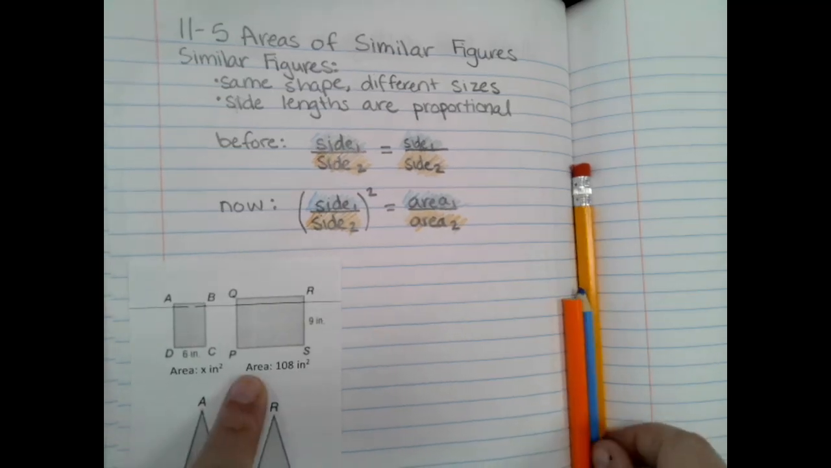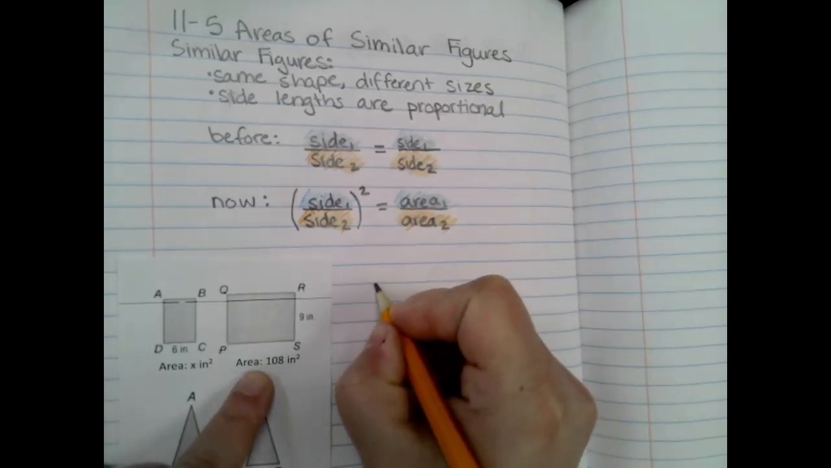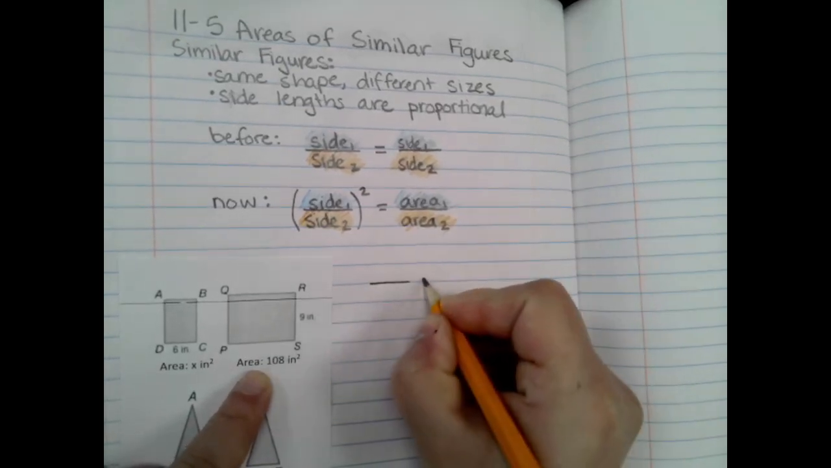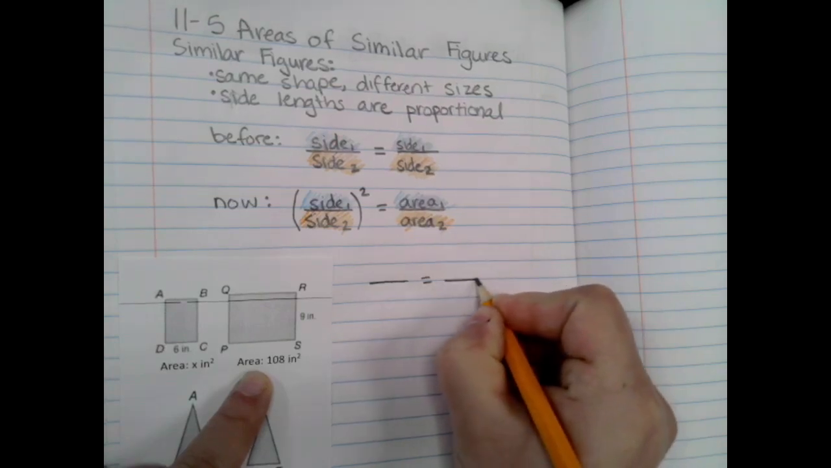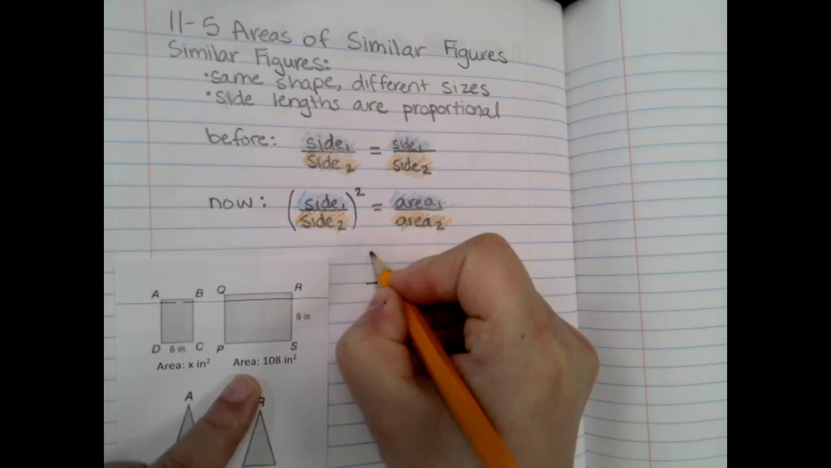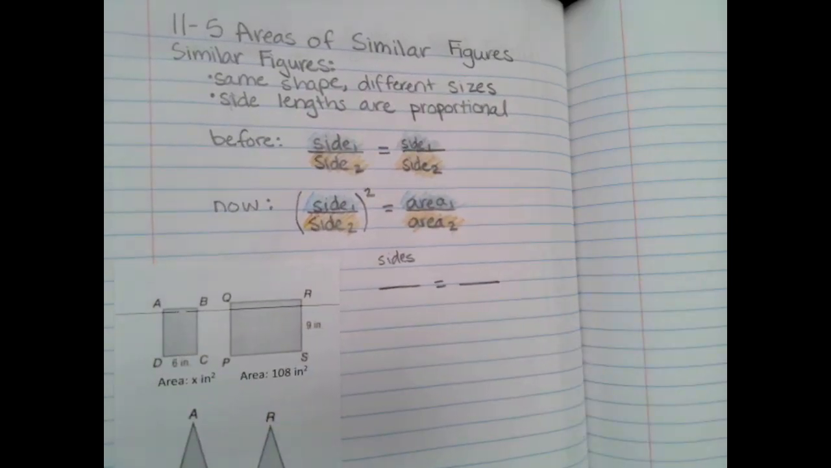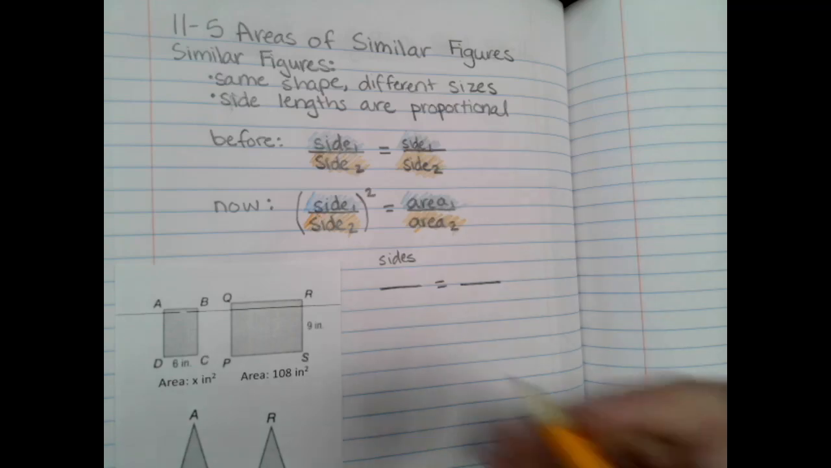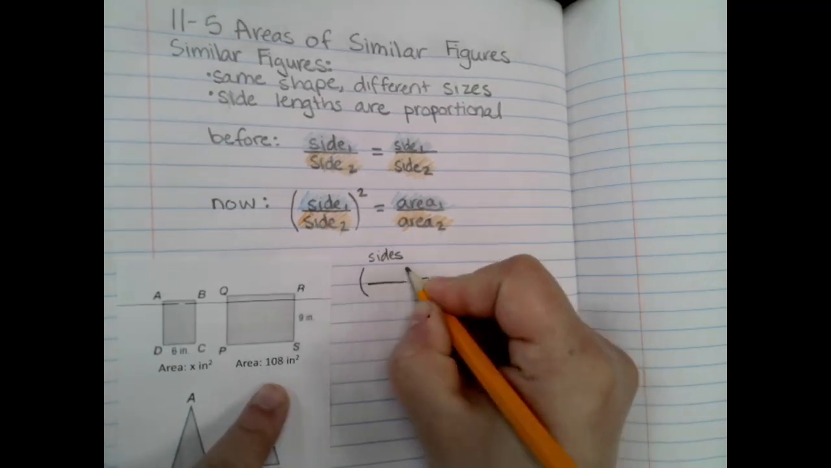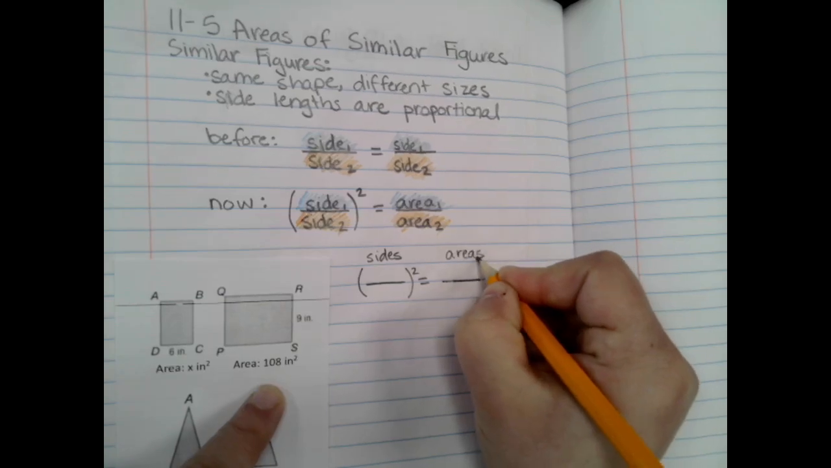All right, so as we take a look at this, when we do this, we are writing a proportion. So we're going to have a fraction equal to a fraction. Okay, and we always have our sides on one side. And the one with our sides is going to have the parentheses squared, and the other side is going to be our areas.